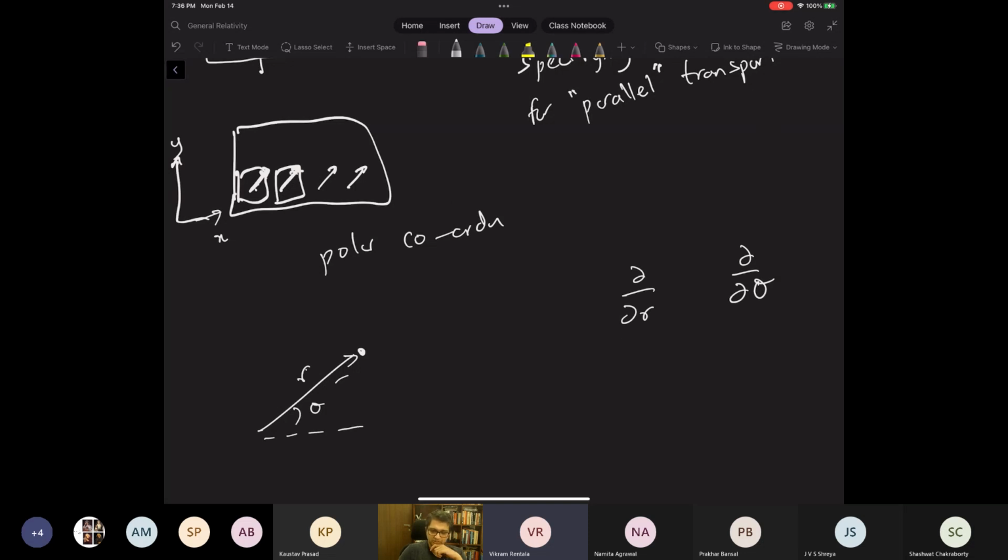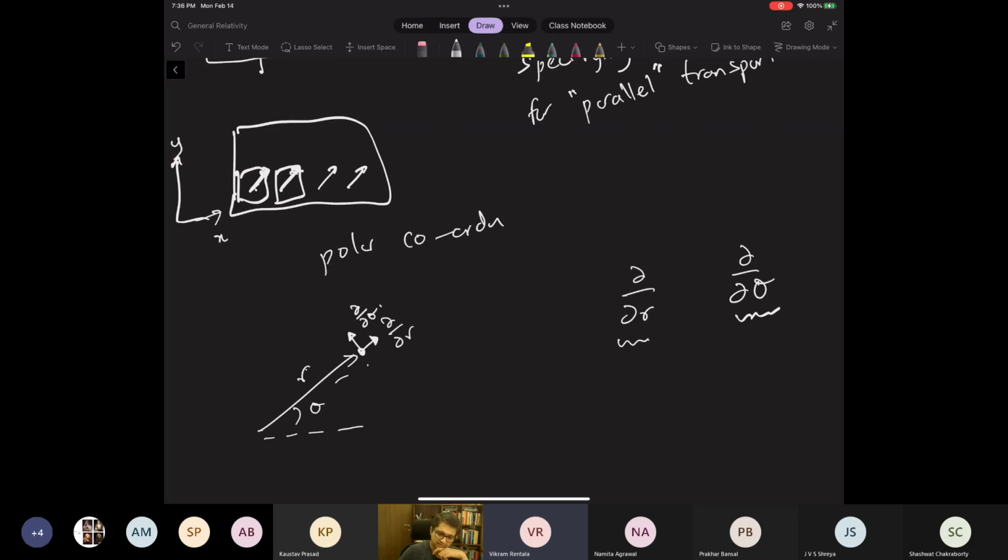Partial r, as we've discussed, these vectors also generate infinitesimal displacements in the r direction. So partial r, even though we've written it as a derivative operator, you can think of as a vector pointing in the radial direction. Partial theta is like a vector which you can think of as pointing in this direction.